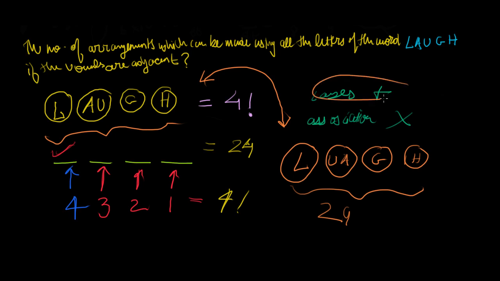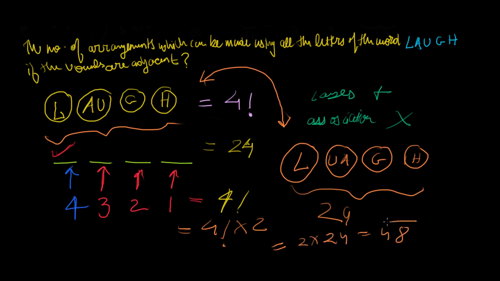So as I said, for cases we add, so that's 4 factorial plus 4 factorial, or you can view that as 4 factorial times 2, which is twice 24, which is 48. So that is the total number of ways you can arrange all of the letters of the word LAUGH if the vowels are adjacent to each other.